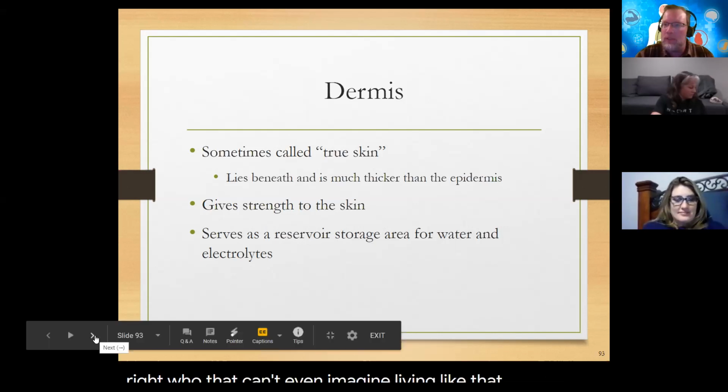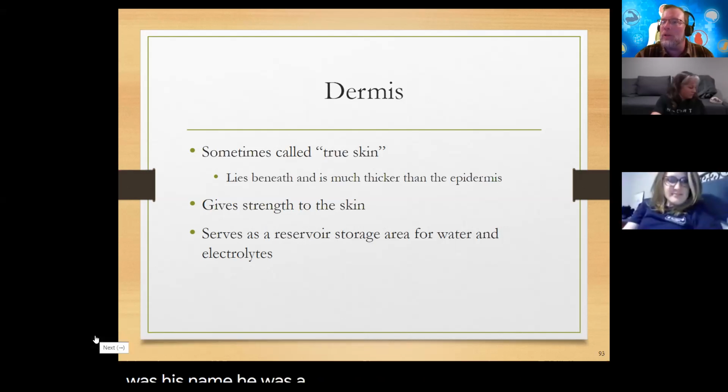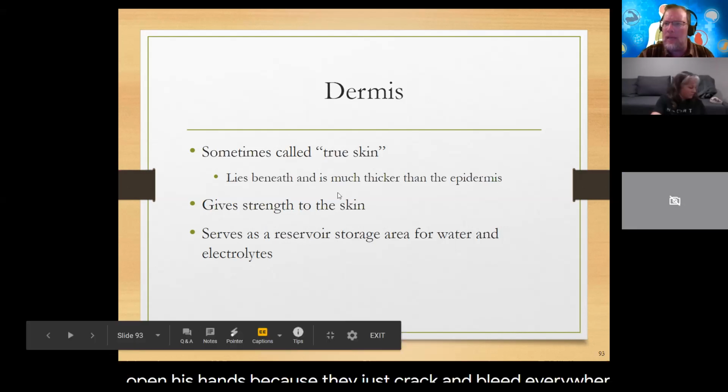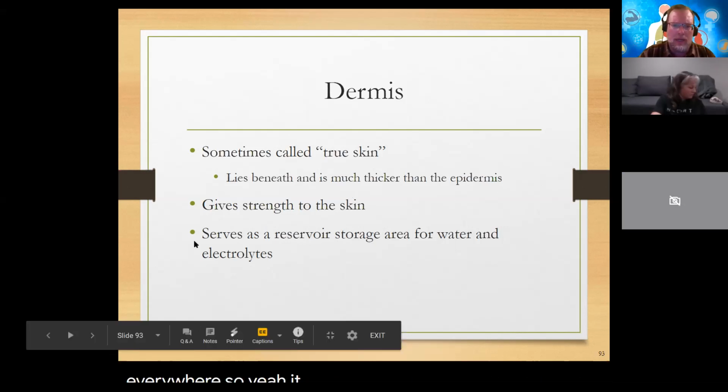But Jesse was his name. I worked at a Barnes and Noble years ago, a college job, and he worked in receiving. So this guy was picking up boxes of books. His hands were like this because he couldn't even open them, because they just crack and bleed everywhere. So yeah, look that one up. Ichthyosis. So dermis, that's the next stop.